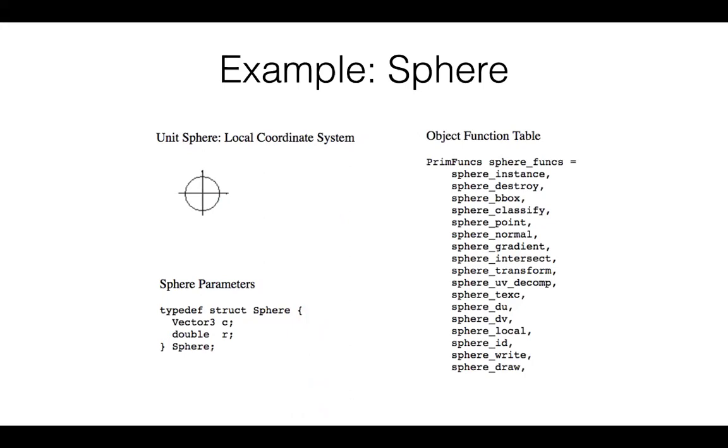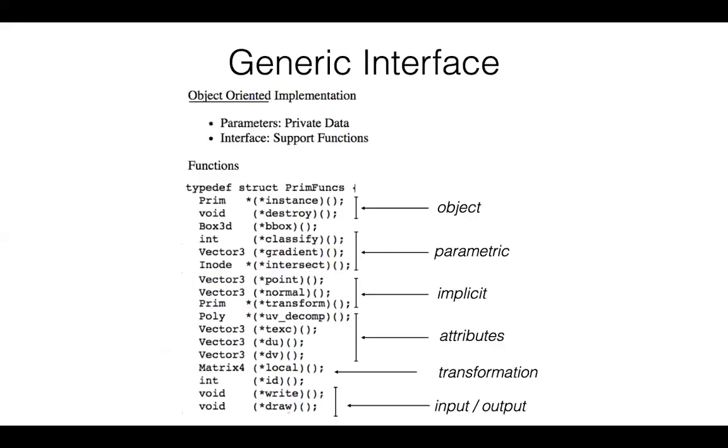Then you have a local coordinate system for this object, for the sphere, and it's represented by the center and the radius. And we have to implement all these functions: a function to create the object, to destroy the object, to compute the bounding box of the object, to classify a point, to transform the object, to draw the object, and other things like that. So these are the actual implementations of these virtual functions over here, right?